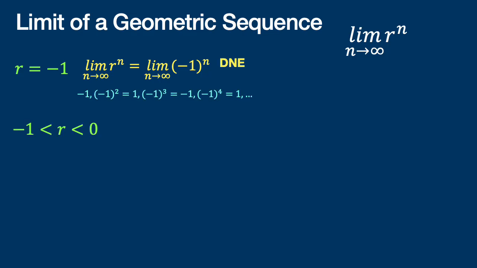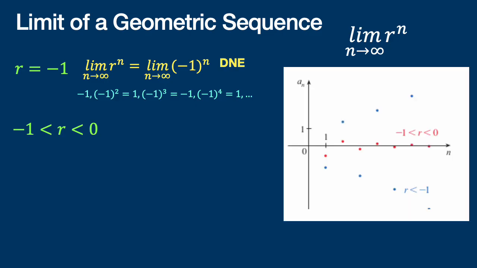What if R is between negative 1 and 0, guys? You pick R is negative 1.5. So find the limit.